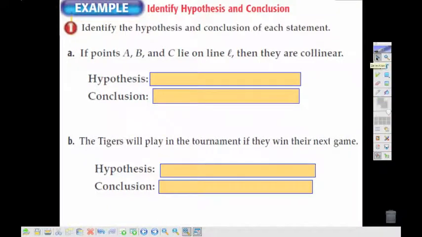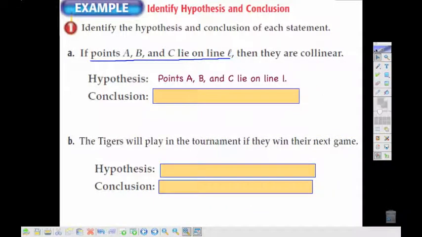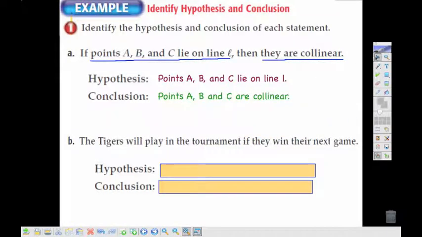Now, if we are asked to identify the hypothesis and conclusion of a statement, we look at what's with if, and that will be our hypothesis. Then we look at what's following then, and that will be our conclusion, that they are collinear. And notice how I've changed the grammar here a little bit, because here they say they, because we've already referred to points A, B, and C. But here in my conclusion, I went ahead and say what they means.